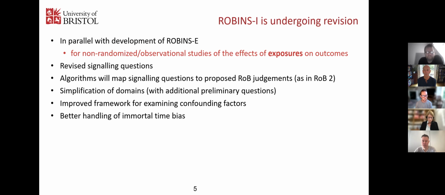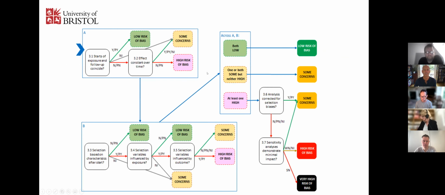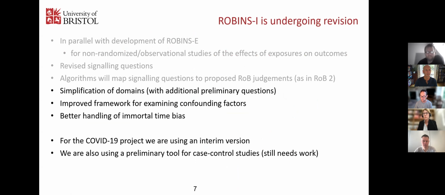We've improved our framework for thinking about the actual confounding factors, and we think we've got a much better way of addressing immortal time bias. This is just an example of the sort of algorithm that we are developing, some of them more complicated than we're used to seeing for RoB 2. This is actually the Robins-E algorithm, and this is what I expect it to look much like for selection bias.